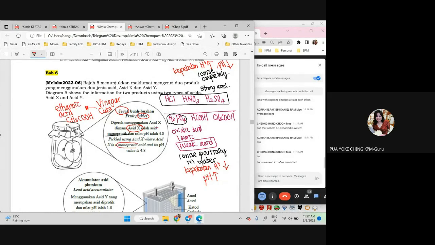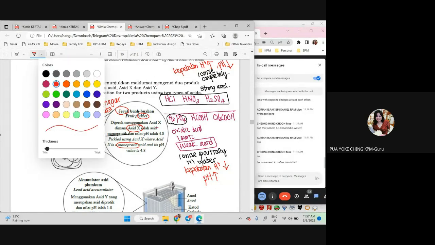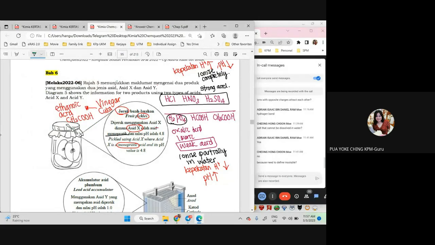Dan dia kata dia monoprotic acid. So, kita ulang kaji. What is actually monoprotic acid? Monoprotic acid means you only have one H+. CH3COOH ionized in water, you will get CH3COO- plus H+. Walaupun ada banyak H di depan, but only one H+ is ionized. So we call it monoprotic. Satu saja.